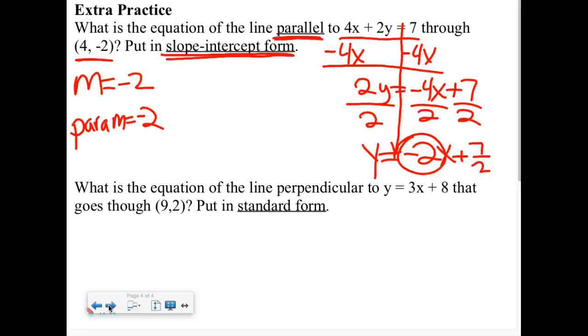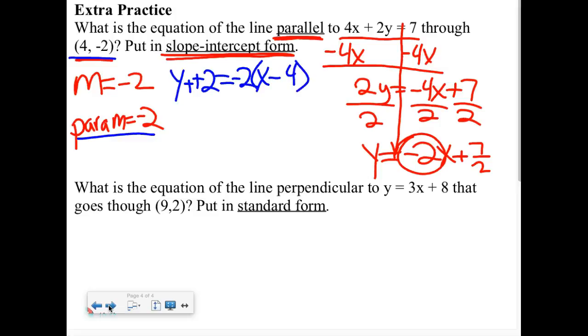I'm going to take my parallel slope, I'm going to take my point, and I'm going to put it into point slope form. So I have y minus -2. I'm going to turn that into pluses right away. My slope is -2, and I'm going to have x minus 4.